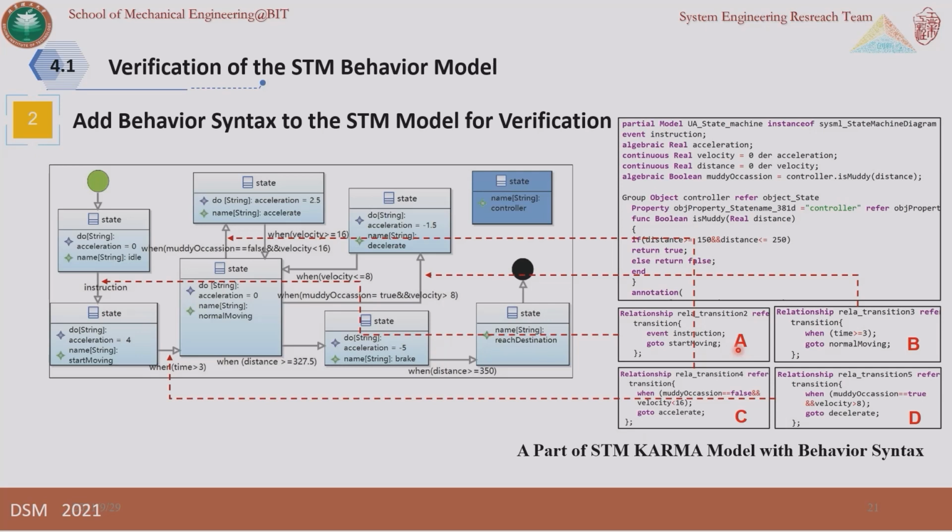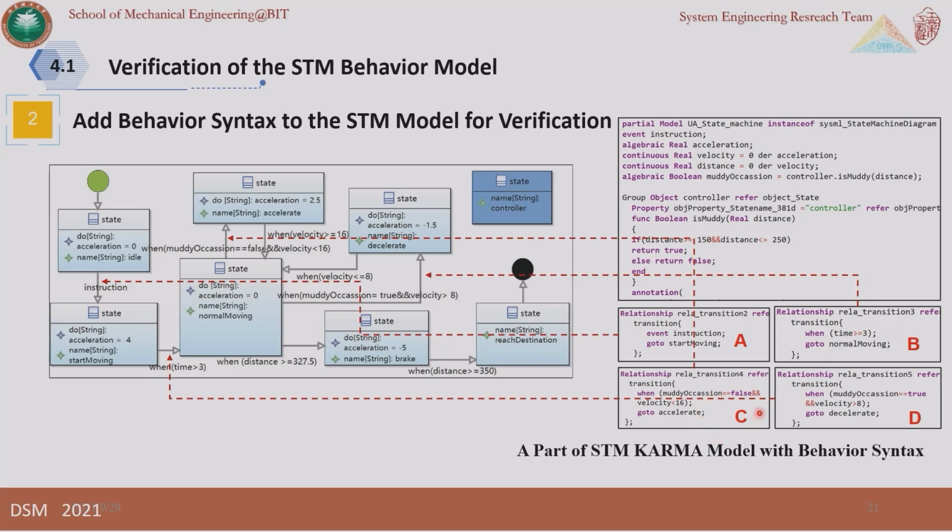The transition A means if the event instruction happens, the system will go to the start moving state from the idle state. And the transition B means that if the time is greater than 3 seconds, the system will go to the normal moving state.